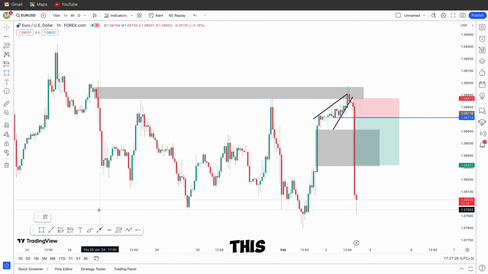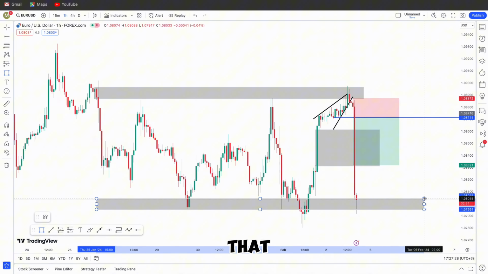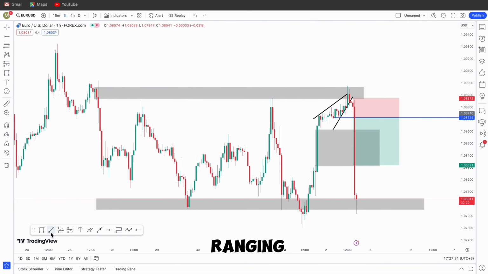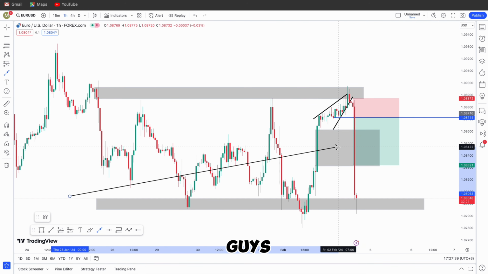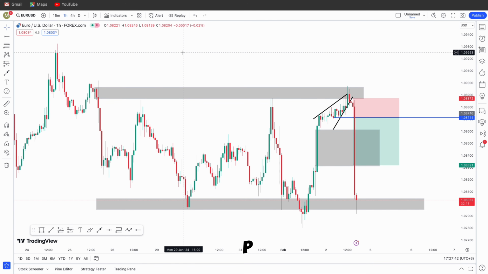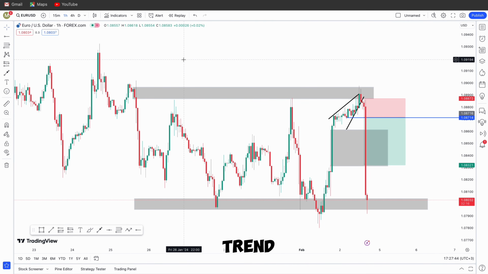If you draw a line down right here, you can clearly see that we had a clear ranging market. You see, traders, a ranging market goes up and down, up and down. The same thing that just happened here, up and down. You can literally see, guys. The next time you're trading NFP, make sure to trade pure price action and make sure that it's in line with your fundamentals.